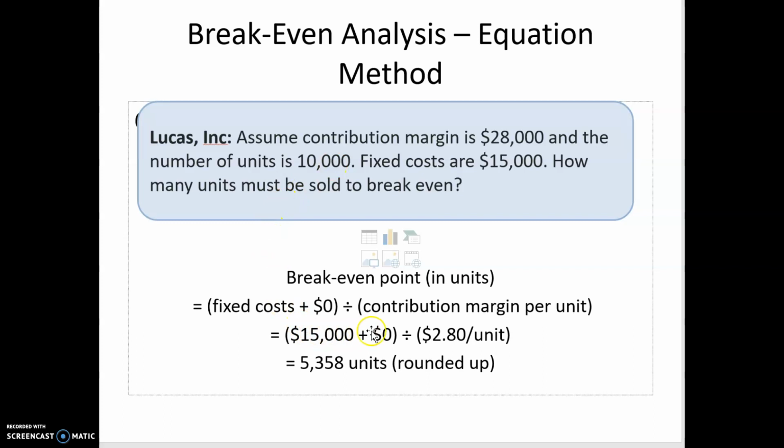So we're going to take the 15,000 and divide it by 280. The 28,000 by 10,000 gives you 280. And so when we divide, it comes to 5,357 point something. We need to round up. You always round up if the break even comes to a fraction of a unit.